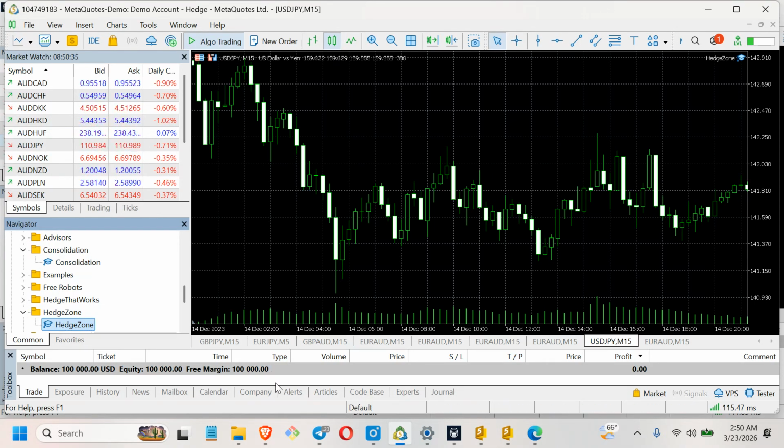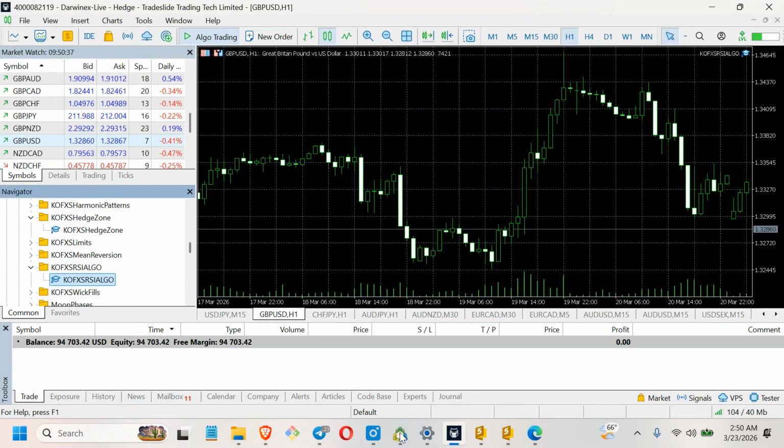The other one's the live. Let's see. That's a demo. That's the live. She's alive. So this one's trading the RSI algo. What does the RSI algo do? So this one is the RSI algo on GBP USD. Let me see if I can show you.